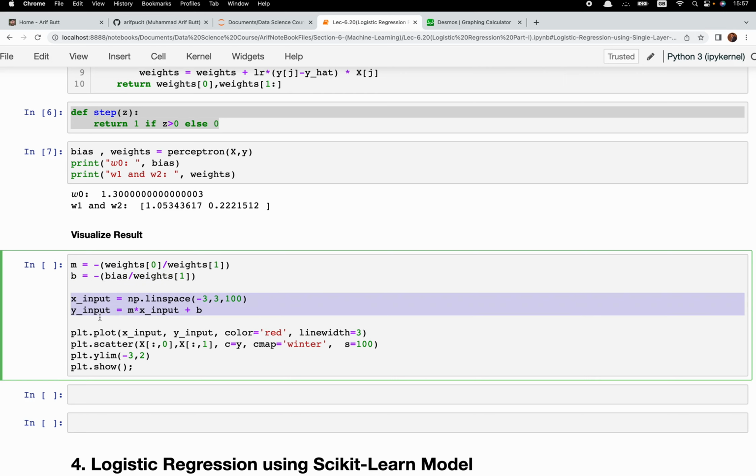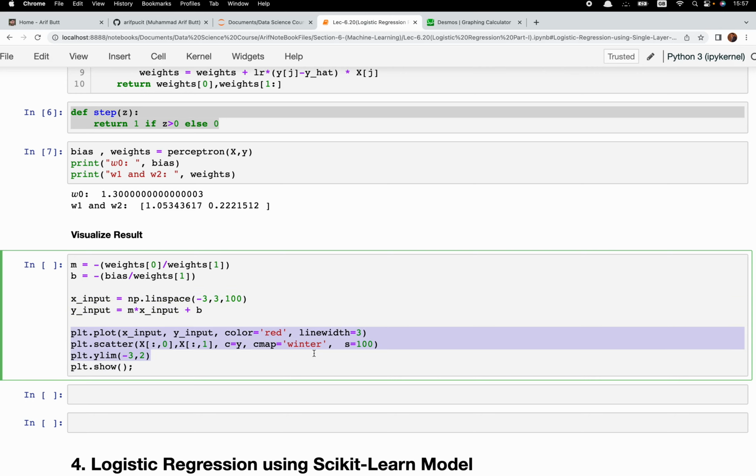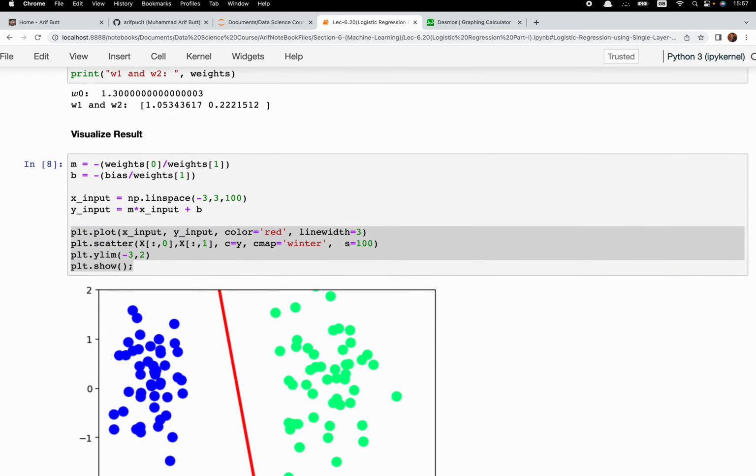These 2 lines are actually generating the x and the y points to draw the line. And then over here we are just plotting the line and drawing the data points using the plot and the scatter method respectively. Let's just execute. Great.